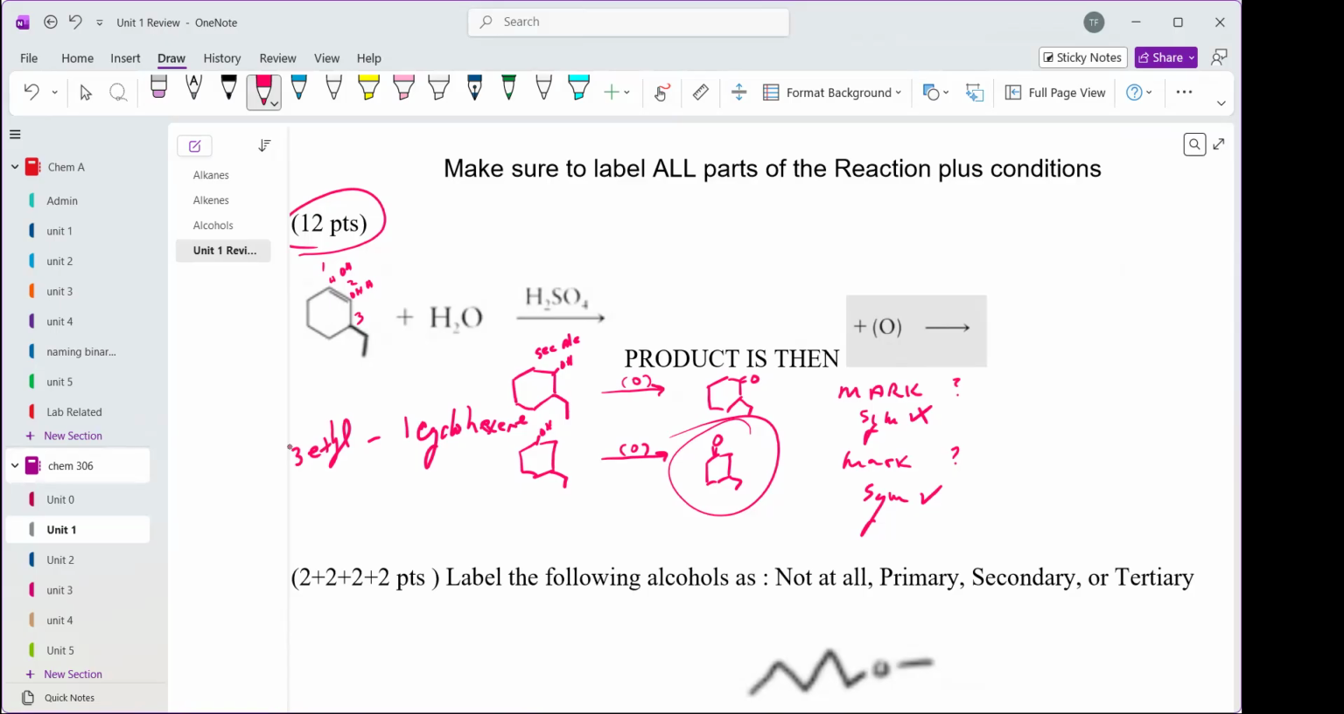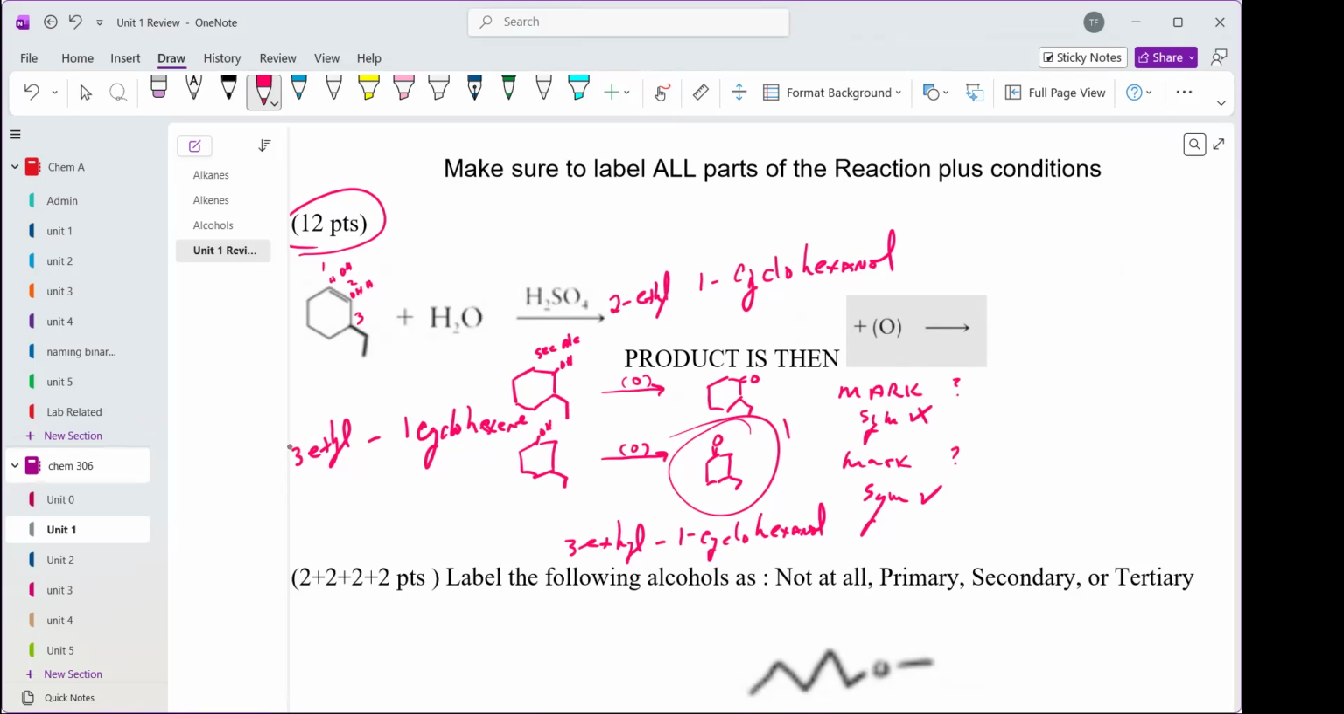So 3-ethyl, 1-cyclohexene. Okay, I'm going to run out of room. So for this guy, it's going to be 1-cyclohexanol, 2-ethyl. And this is going to be 1, 2, 3-ethyl, and cyclohexanol.